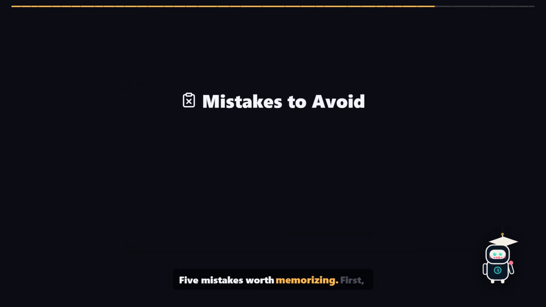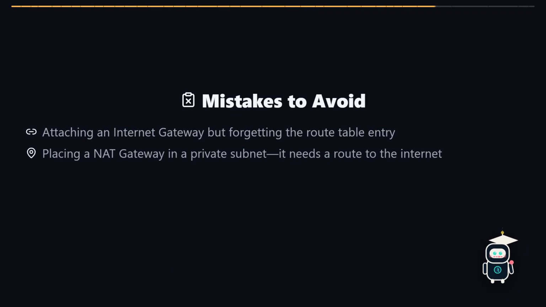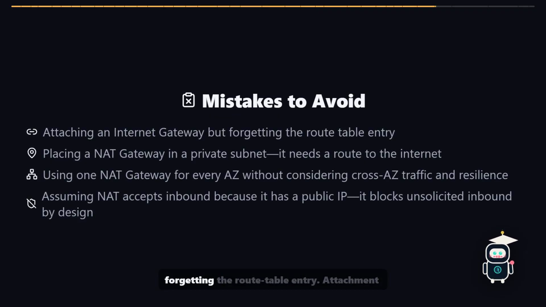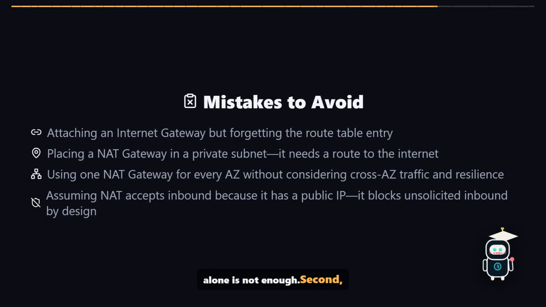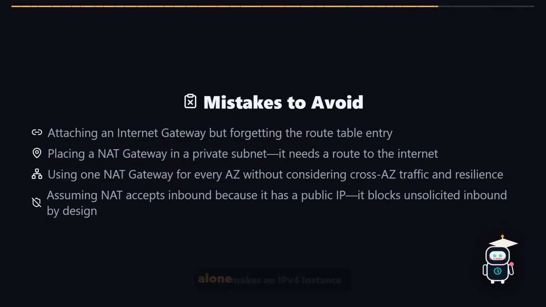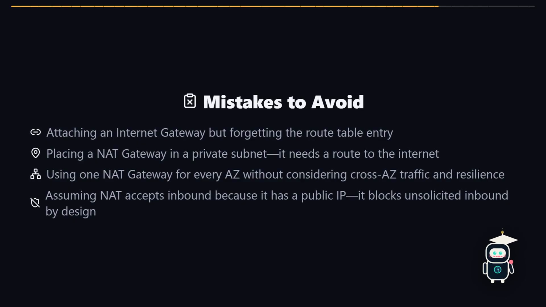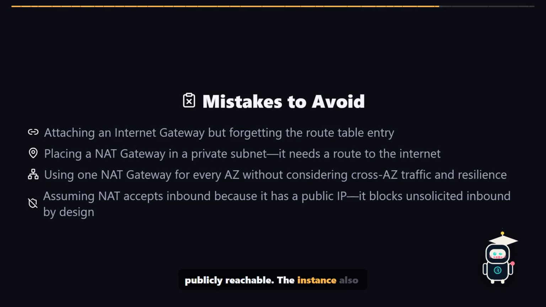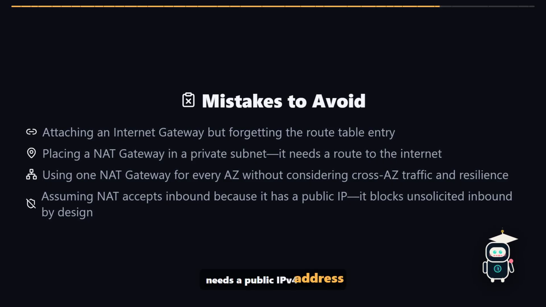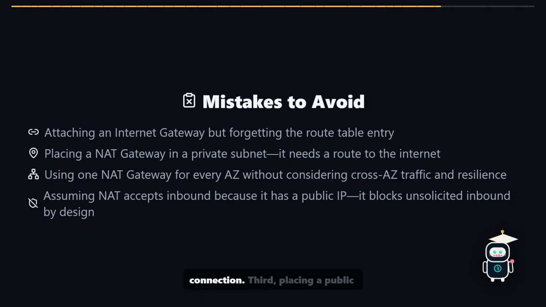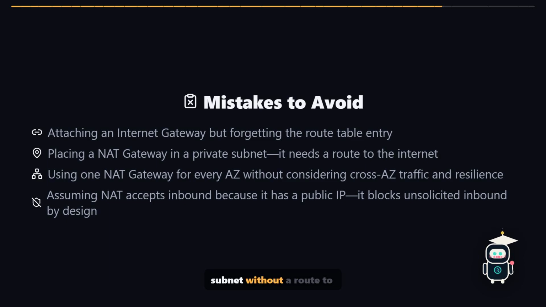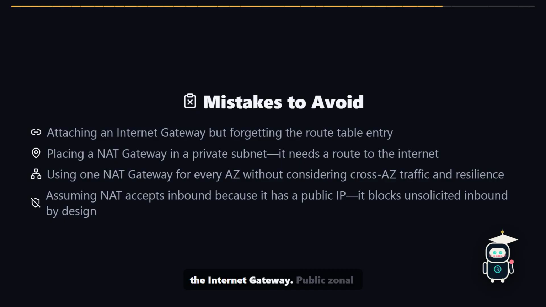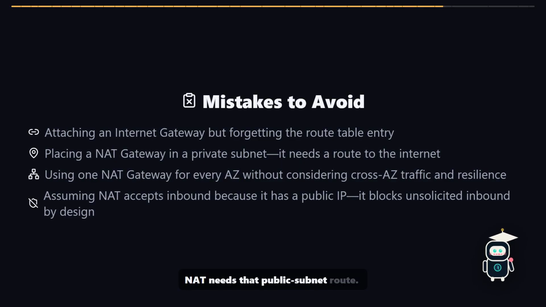5 mistakes worth memorizing. First, attaching an internet gateway but forgetting the route table entry. Attachment alone is not enough. Second, assuming an internet gateway route alone makes an IPv4 instance publicly reachable. The instance also needs a public IPv4 address or elastic IP, and the security controls must allow the connection. Third, placing a public zonal NAT gateway in a subnet without a route to the internet gateway. Public zonal NAT needs that public subnet route.